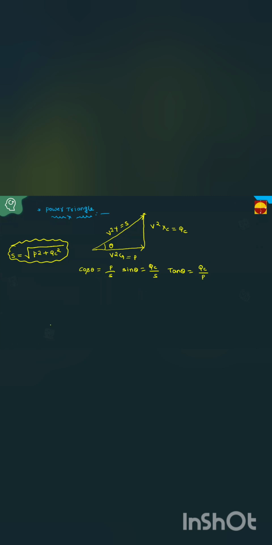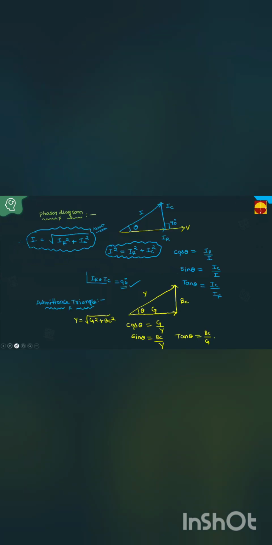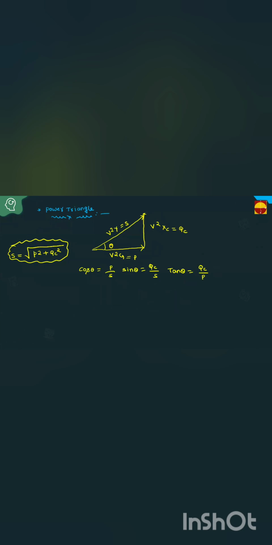Every vector in the admittance triangle is multiplied with V square, and I get the power triangle for the RC circuit. This is for the RC circuit. QC equals V square into BC. This is the capacitive reactive power. This is the active power. This is the apparent power. P equals V square into G. S equals V square into Y. Clear, students? This is about the parallel RL circuit and parallel RC circuit.